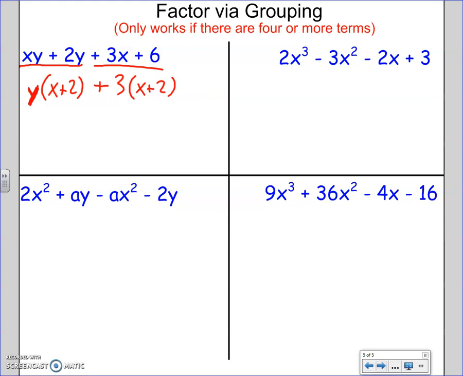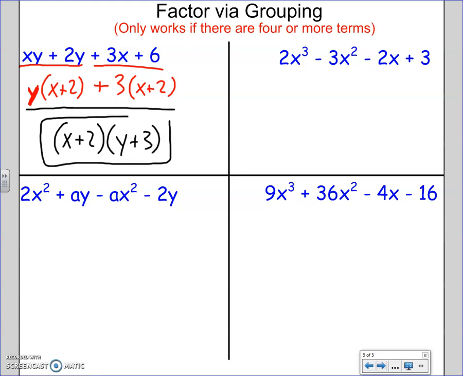But anyways, we have a new problem. Went from 4 terms to 2 terms. This y times x plus 2 thing plus the 3 times x plus 2 thing. These 2 terms have that same parenthesis in common, so I'll take that out. X plus 2. And what's left over would be the y and the plus 3. That is our final answer.